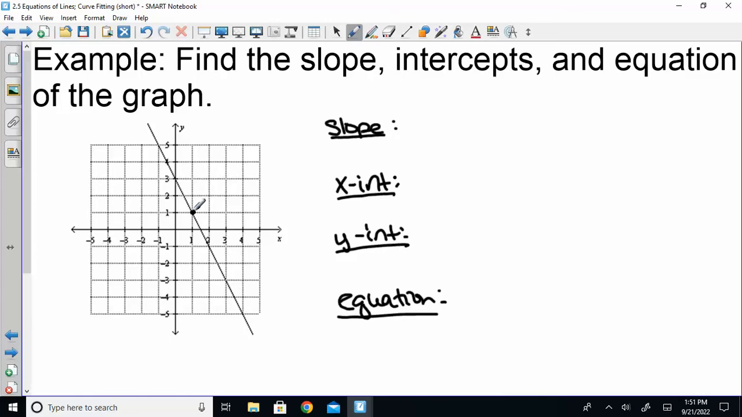So maybe 1, 1, 0, 3. You can either write those out as ordered pairs and calculate slope doing the slope formula, or you could think rise over run. If I start at this one to get to the next, I have to rise 2 and go backwards 1. So we get a slope of -2.